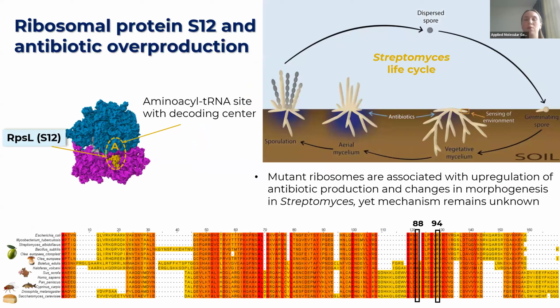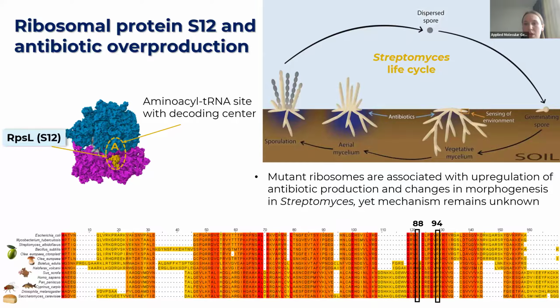And now more about my research topic. My research focuses on mutations in the rpsL gene encoding the S12 ribosomal protein. This protein is a part of the decoding center of the ribosome that recognizes the geometry of the codon-anticodon complex. So why are we interested in S12 proteins? It was reported that some rpsL mutations in antibiotic-producing bacteria, Streptomyces, cause antibiotic overproduction, and it is a highly valuable trait for combating the modern threat to humanity, antibiotic resistance.